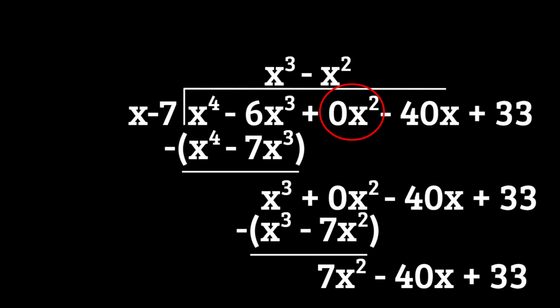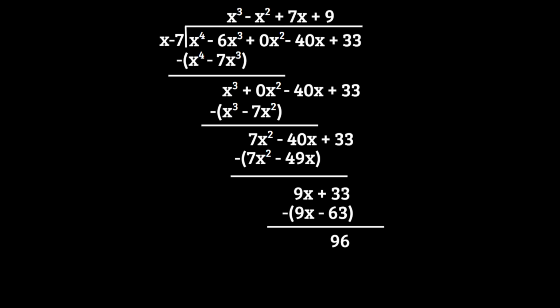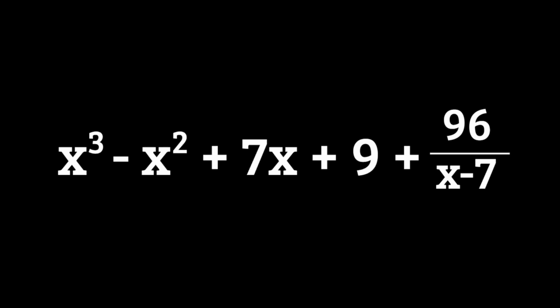Now we can simply subtract -7x squared from 0x squared to get our new first term of 7x squared. We can then continue until we hit a remainder. Again, all we have to do is make a fraction out of the remainder. Then, we get our final answer.